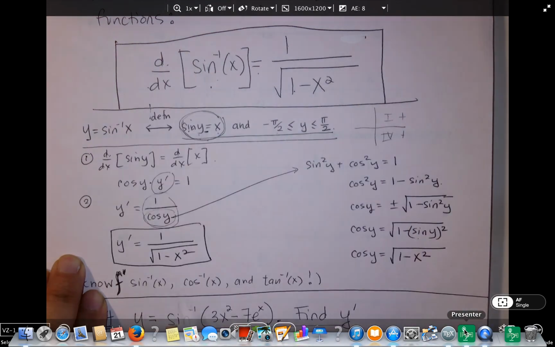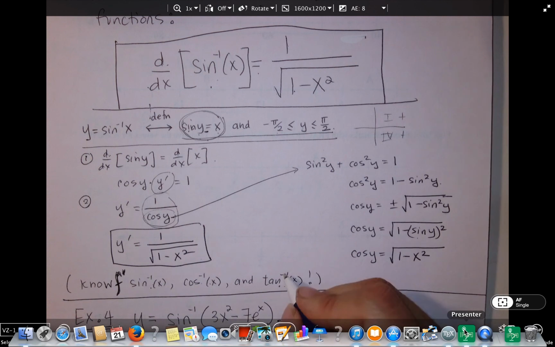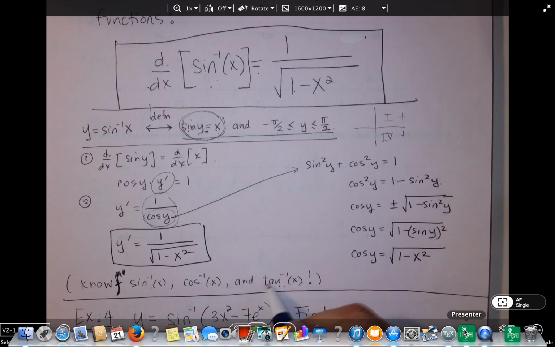You could do something similar for the other trig functions. What I expect you to memorize is arcsine's derivative, arccosine's derivative, and arctangent. Okay, so these you should know. And you could just look them up in the textbook.